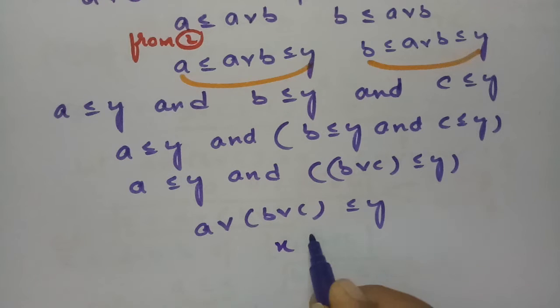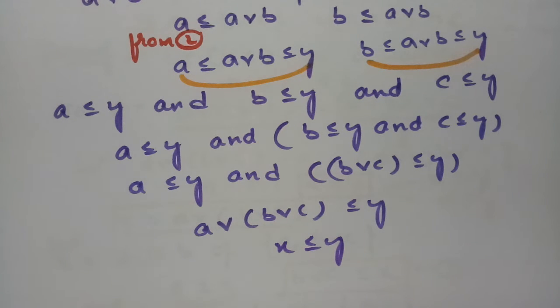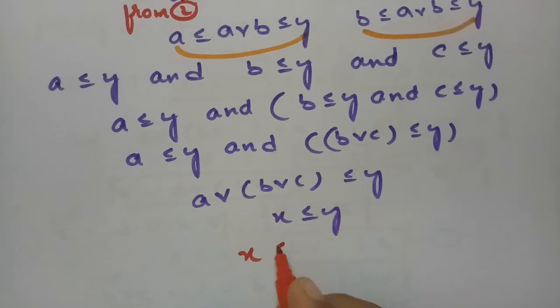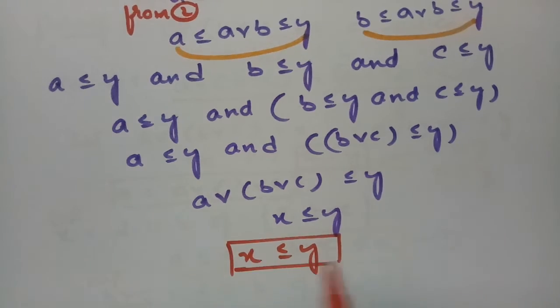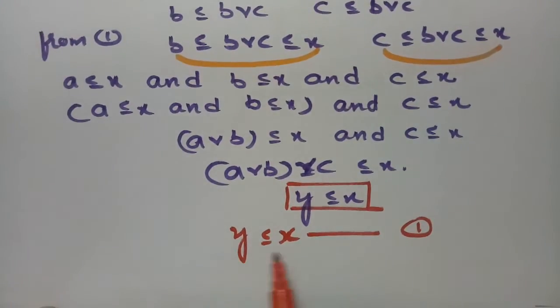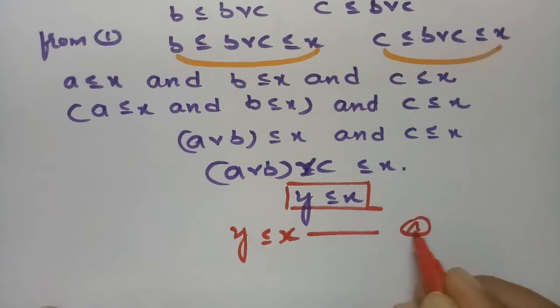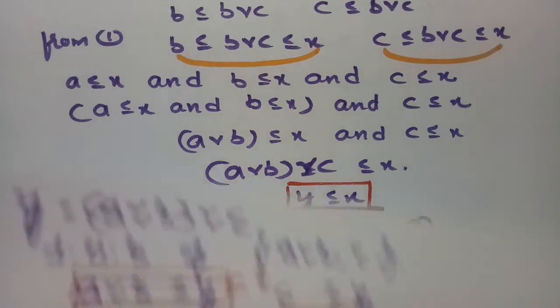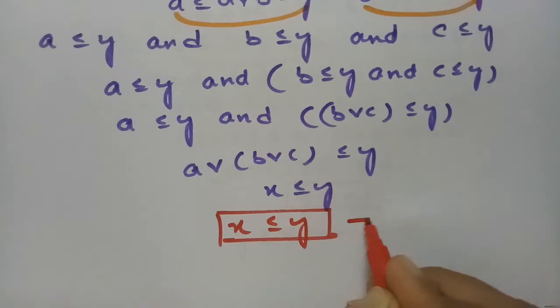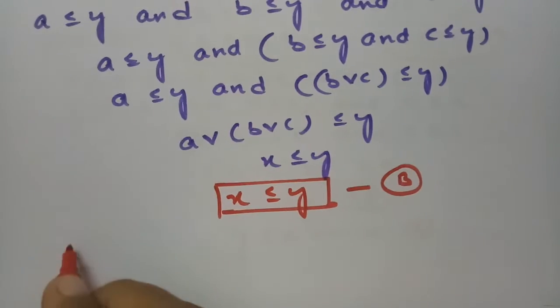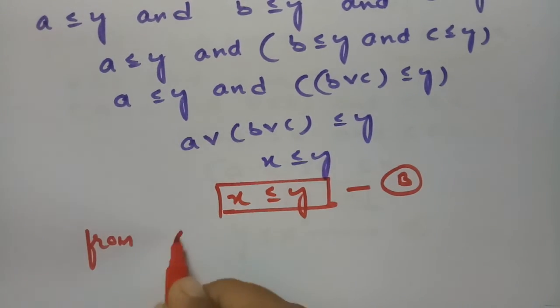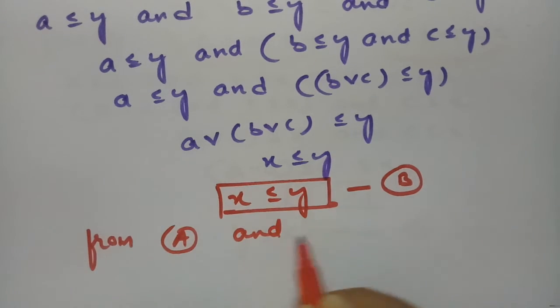So this is x less than or equal to y. And let me show you, this is x less than or equal to y. And here I have shown you y less than or equal to x is, see here, name it as A. And now this one is x less than or equal to y, name it as B. From A as well as B.